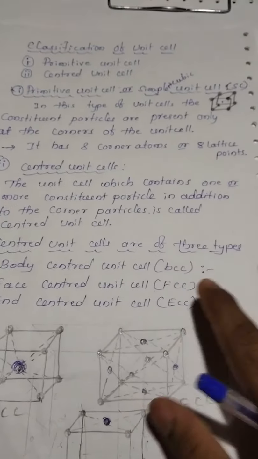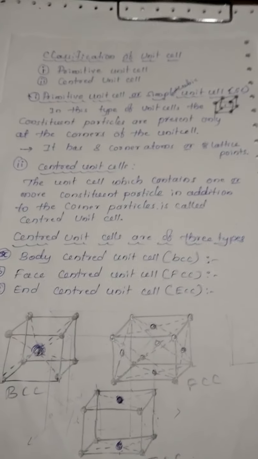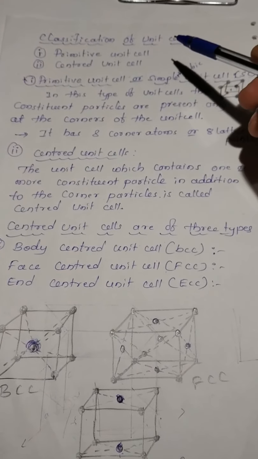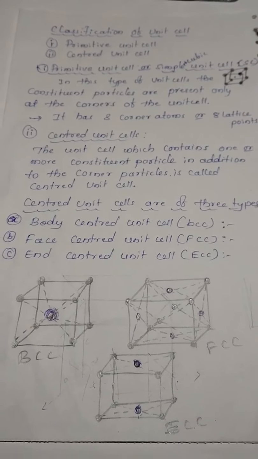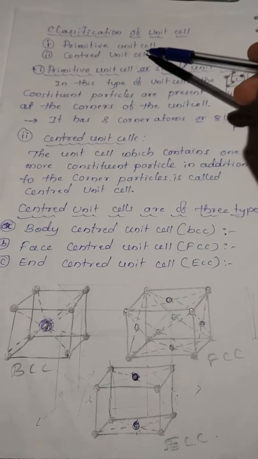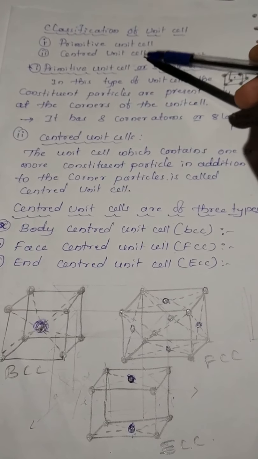Okay. Now let us study the classification of unit cells. The unit cell can be classified into 2 types: primitive unit cell and centered unit cell.